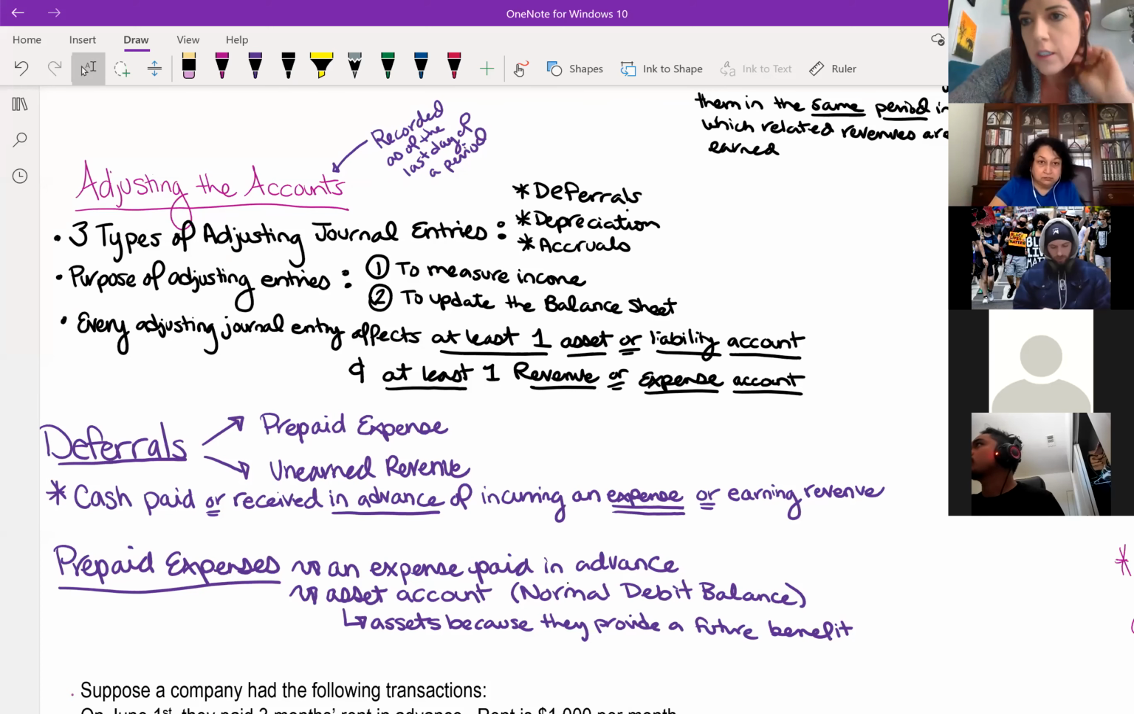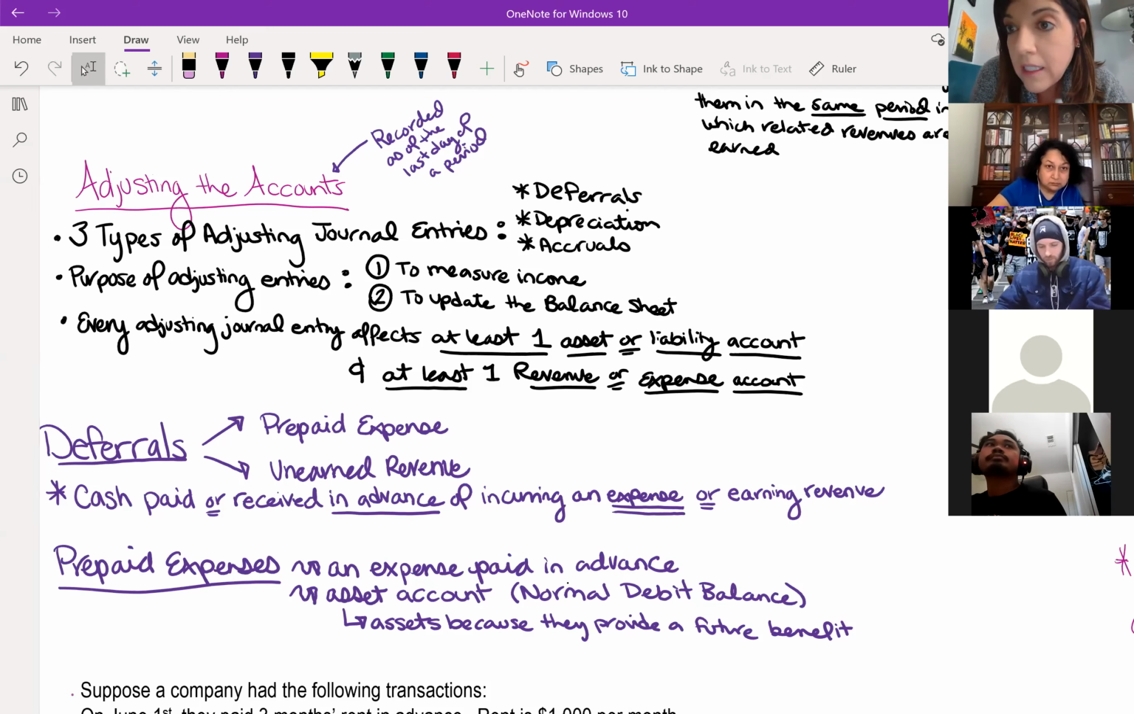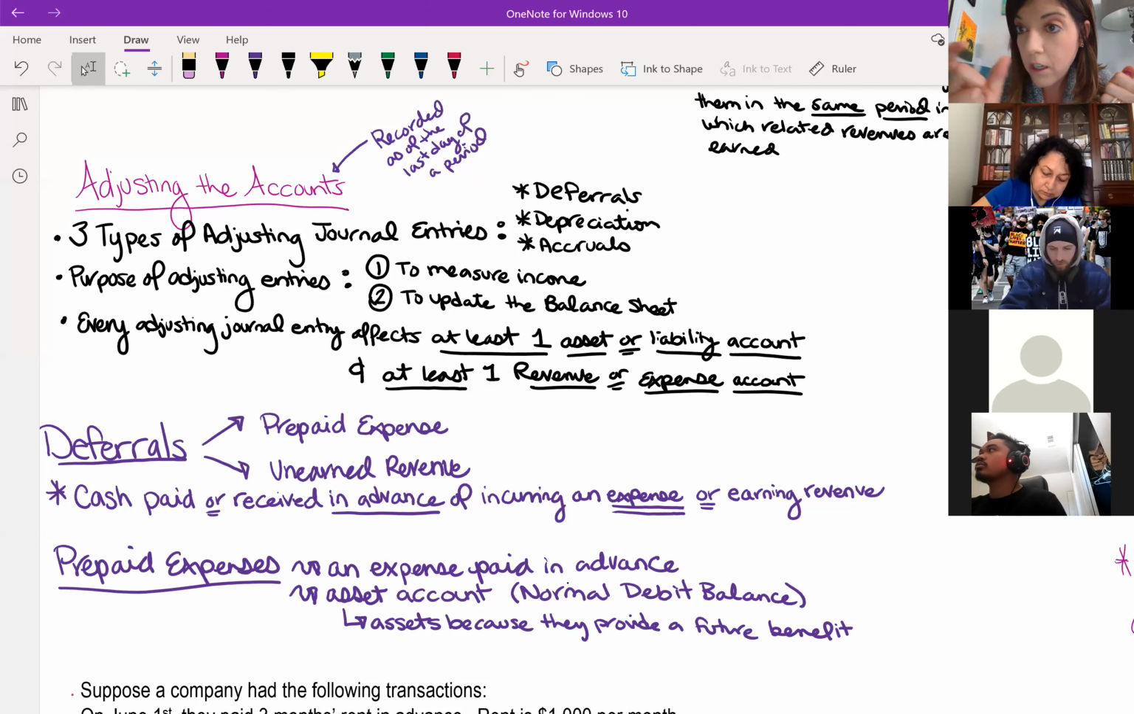With our adjusting of the accounts, we're recording these entries as of the last day of a period. So in some of the examples that you're going to look at, it's the last day of their year, their fiscal year or their calendar year. In some of the examples, it's the last day of a month. So you need to figure out the time period that the example is looking at, because that will make a difference in the amount that you're going to be recognizing and adjusting for.